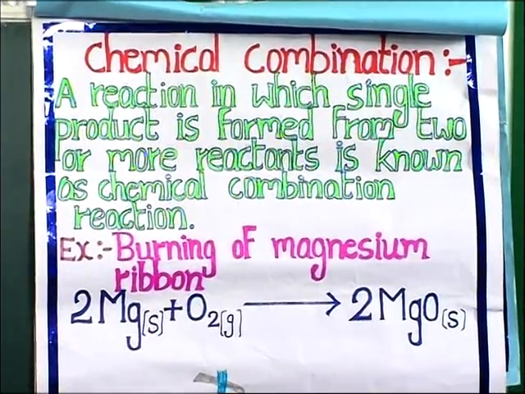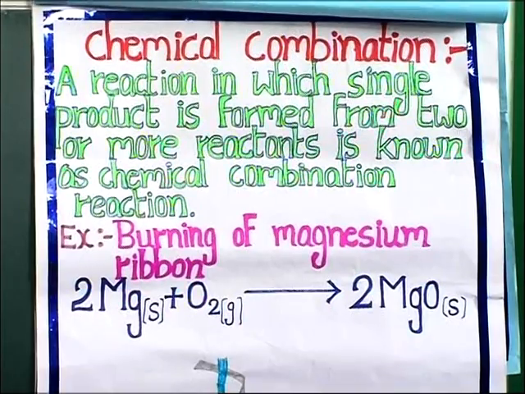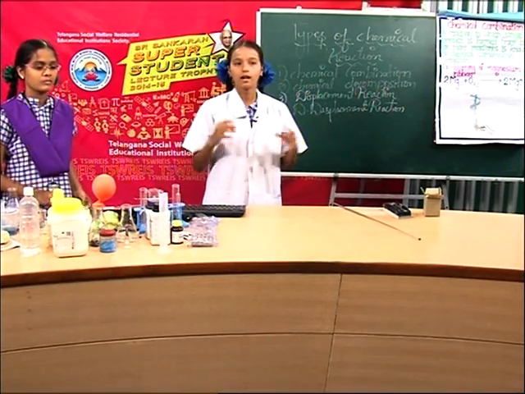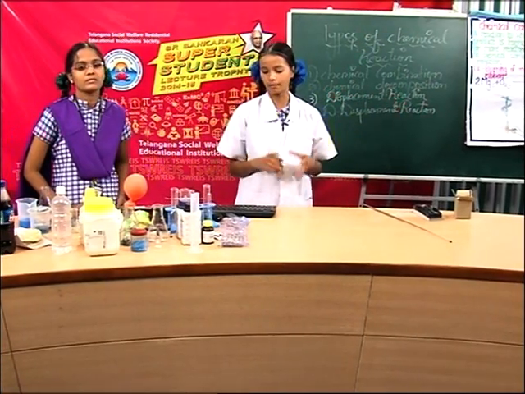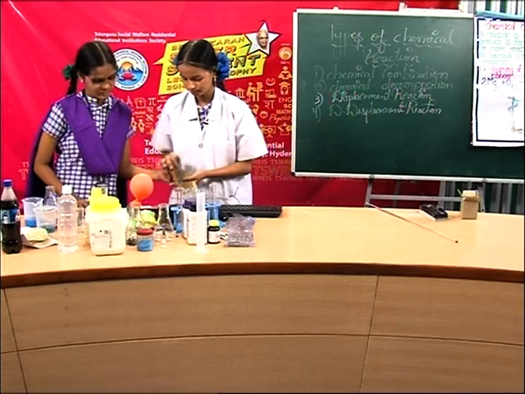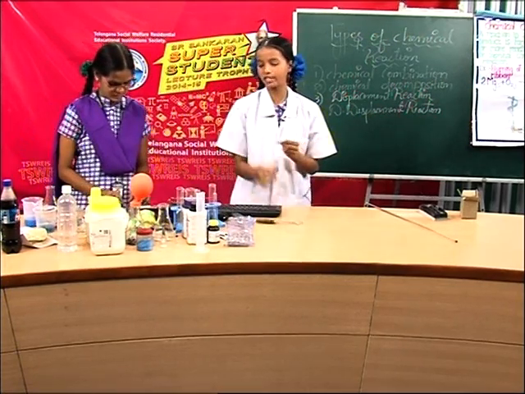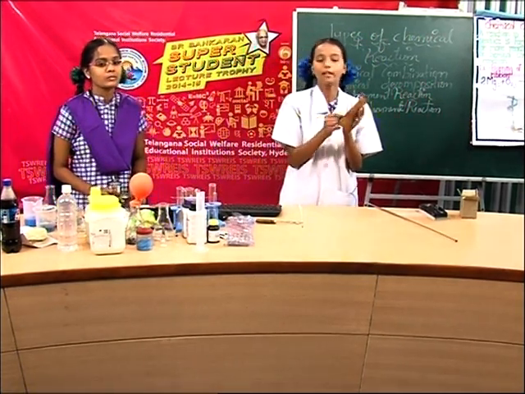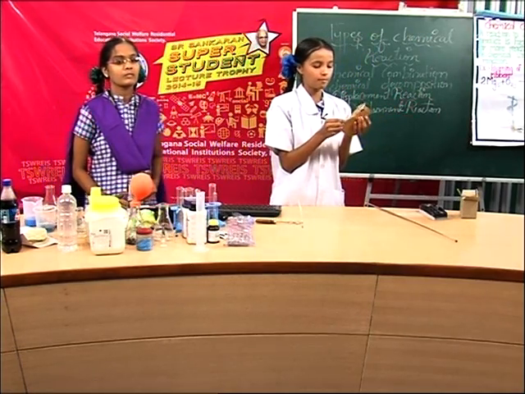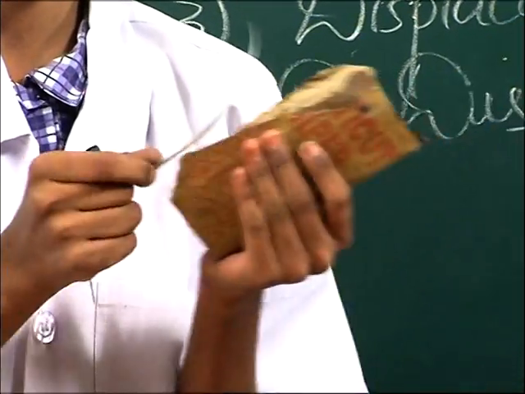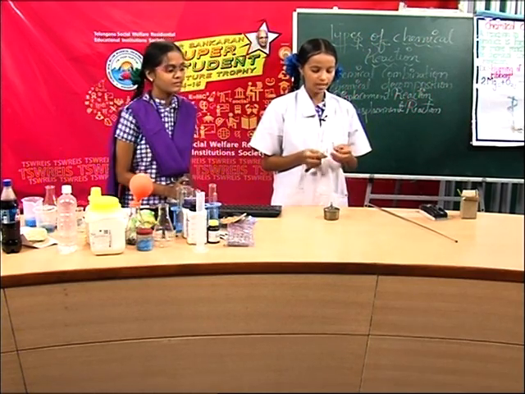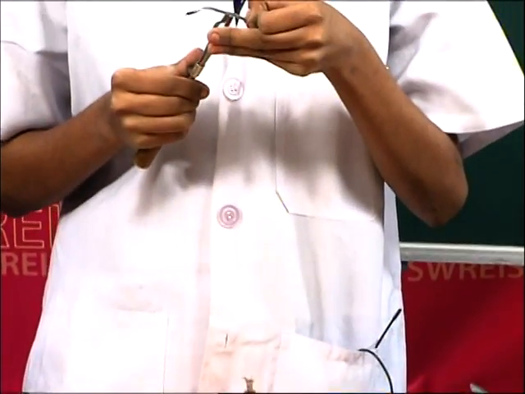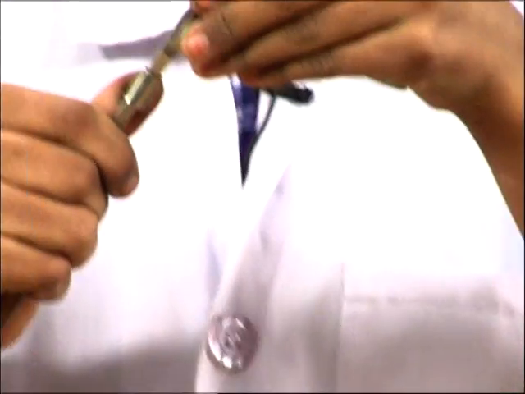For understanding this chemical combination reaction, shall we do one activity? Are you interested, Tswreis? Yes. Now we are going to do one activity. Take a piece of magnesium ribbon and rub this magnesium ribbon with a sandpaper. After rubbing this magnesium ribbon, you hold it with a pair of tongs.